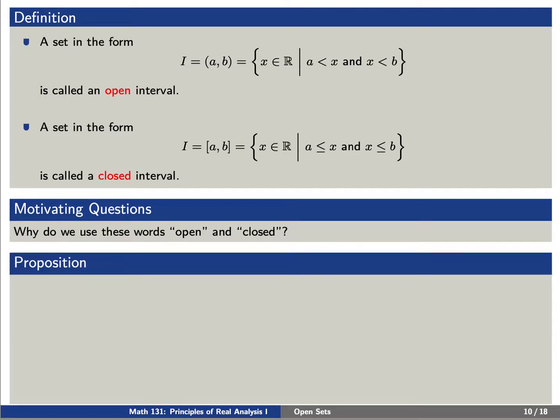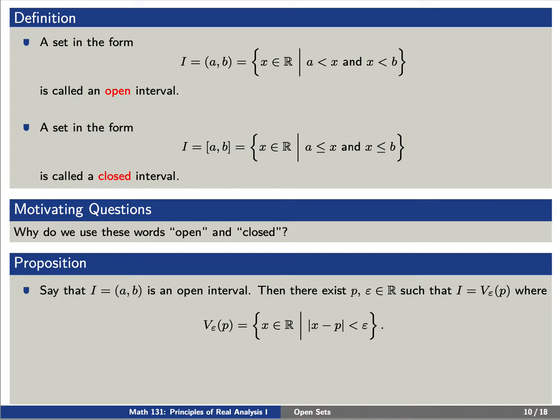Well, let's first introduce the following proposition so we can introduce some more general concepts today. Let's say that I, the open interval (a, b), is an open interval. Then there exist elements p and epsilon such that I equals V sub epsilon of p, where V sub epsilon of p is the collection of real numbers x such that in absolute value x minus p is less than epsilon.